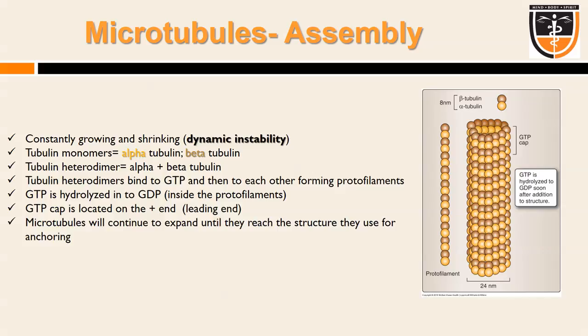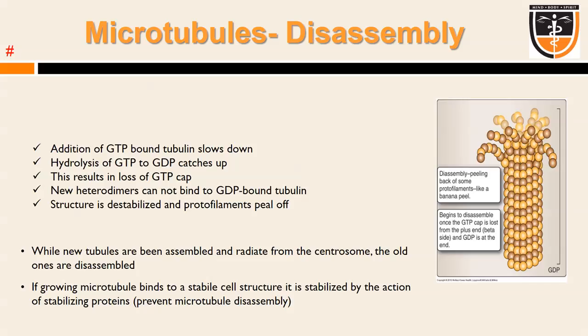It's very important. Now what's important for these microtubules is that they will continue to grow and grow until they reach an anchoring point, for example an organelle or something else, and then they will stop growing and stabilize. Now, if they do not reach a stabilizing point, if they don't reach something to hold on to, they will actually fall apart. So how do they break down?